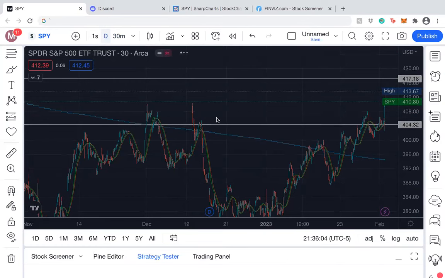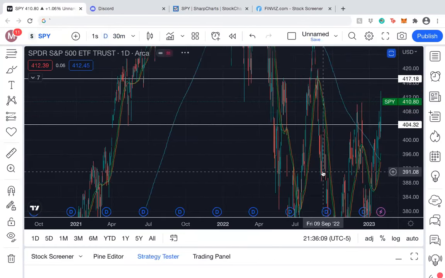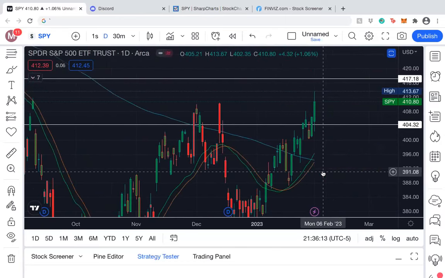But that's the difference of just understanding how those trends are affected when the price breaks through those to the upside or to the downside.